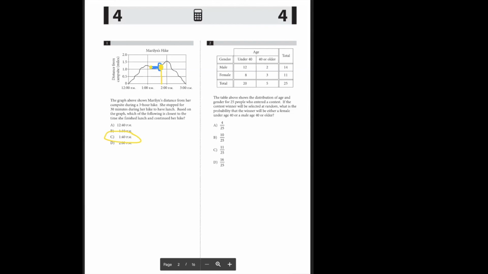Number two is probability, which covers stats pretty much. It says the table above shows the distribution of age and gender for 25 people who entered a contest. If the contest winner will be selected at random, what is the probability that the winner will be either a female under the age of 40 or a male aged 40 or older?